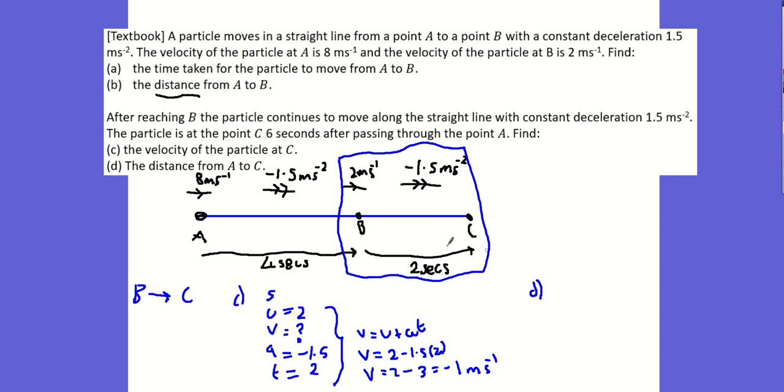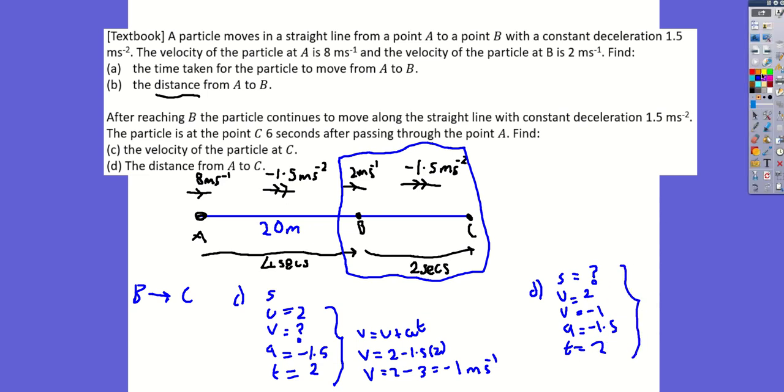If we want to do part D, we want the distance from A to C. Well, we figured out the distance from A to B last time. I can put that back on as 20 meters from before. That's part B. So if I can work out the distance from B to C, I can add the total distances together. So let's do this. S, U, V, A, T. Now, displacement's what I want from B to C. Put in the values. V is, well, we can put it on if we need it, minus 1. A is minus 1.5. And T is 2.